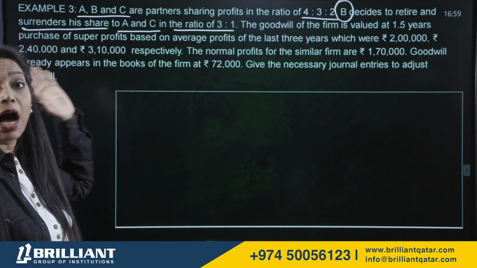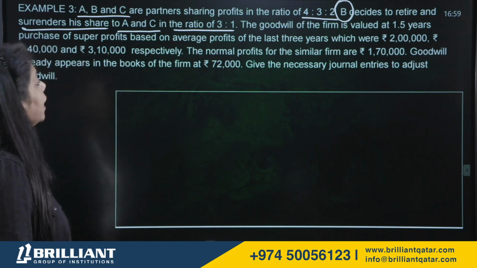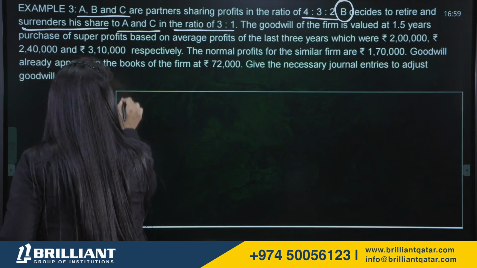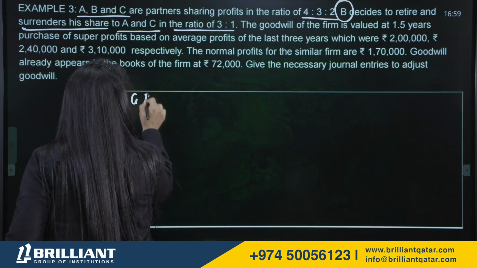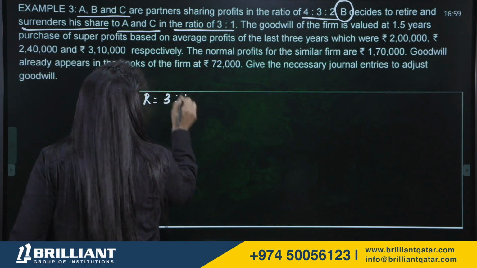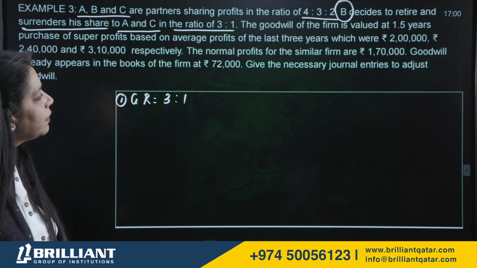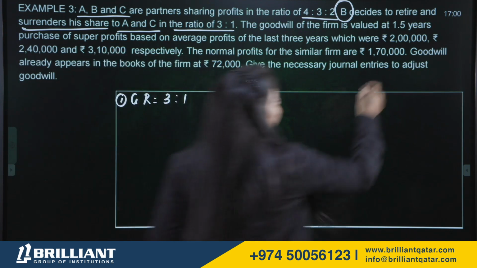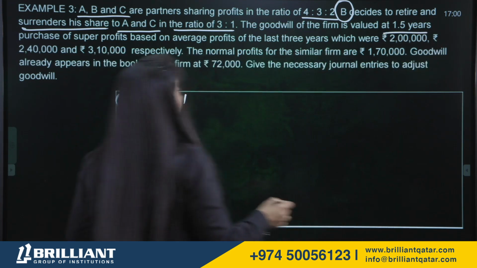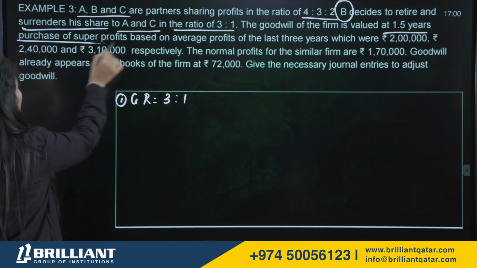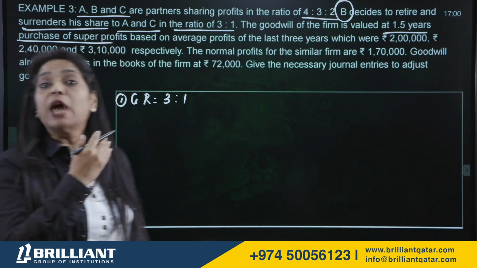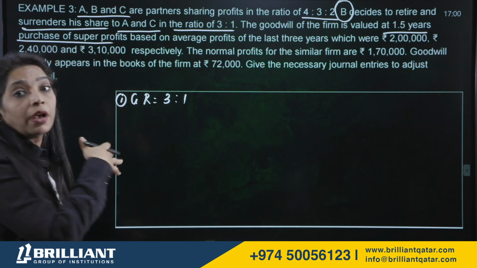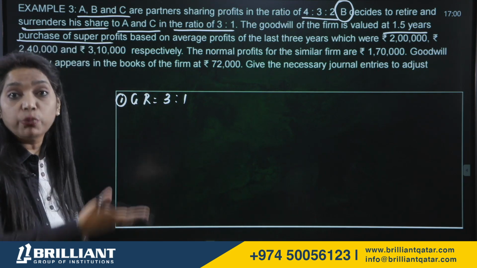That means they are gaining. So what is the gaining ratio? There is no need for you to calculate the gaining ratio because it is already given in the question, that is 3:1. Now in the question they are saying the goodwill of the firm is valued at 1.5 years purchase of super profit. This particular chapter is from valuation of goodwill. So basically the question can be asked this way too.